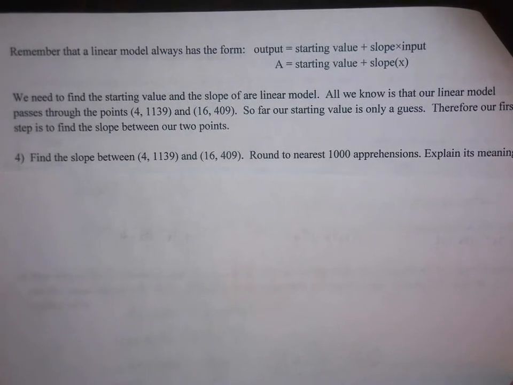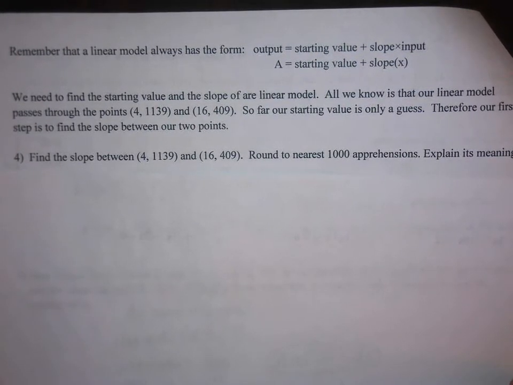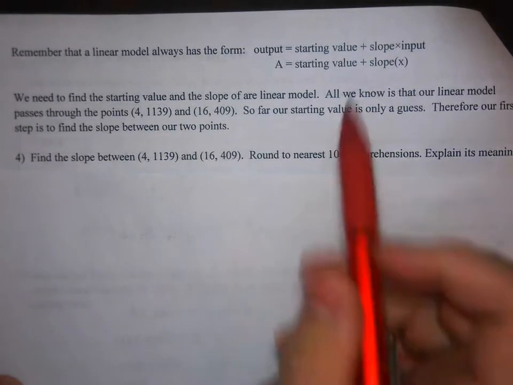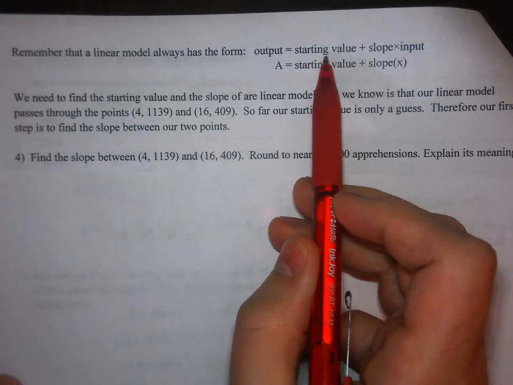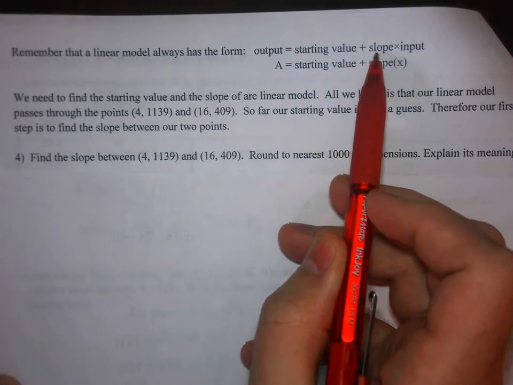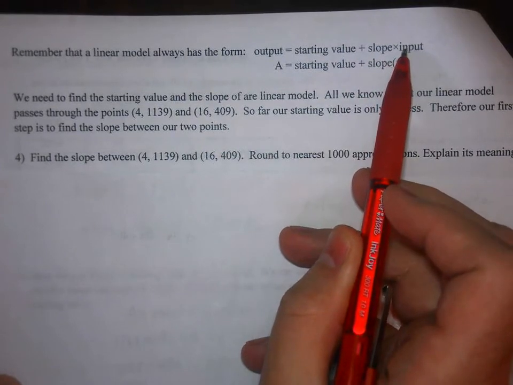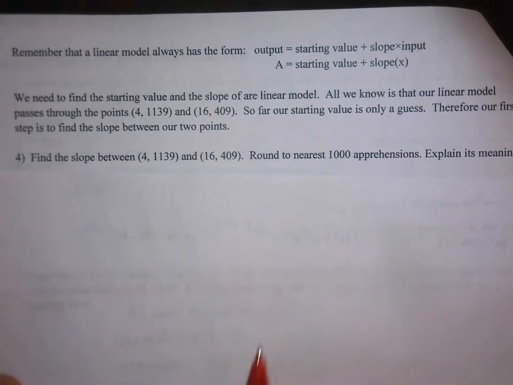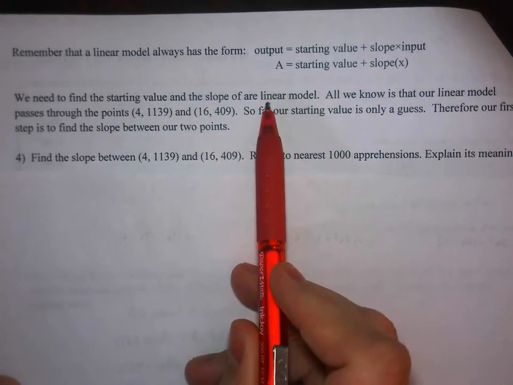So remember that a linear model always has the form output equals the starting value plus the slope times the input. And we've written several equations in the last lesson using that concept. The idea was, in the problem, we were given the starting value, and we either had to find the slope, or we were given the slope, and then the input was your x variable.